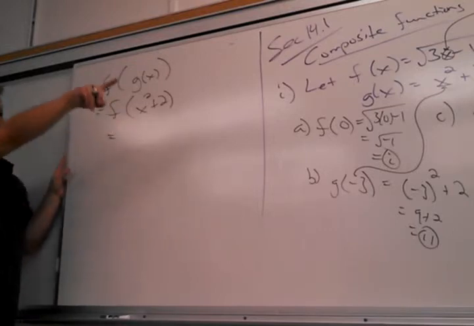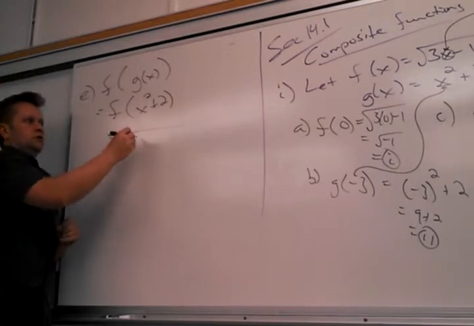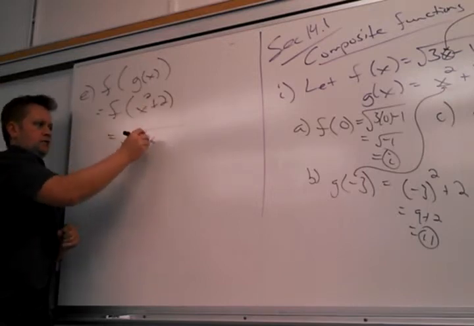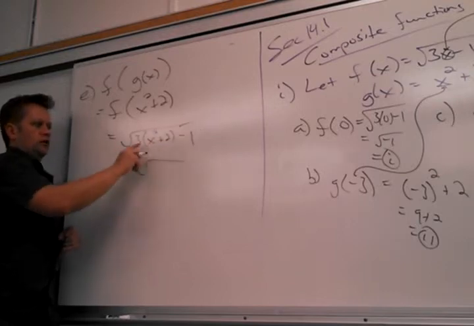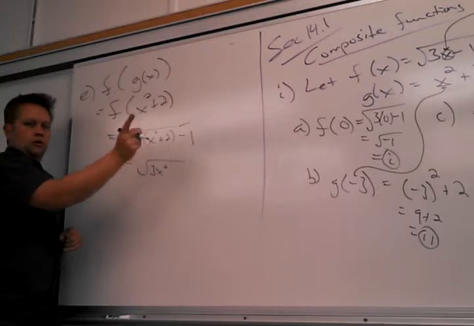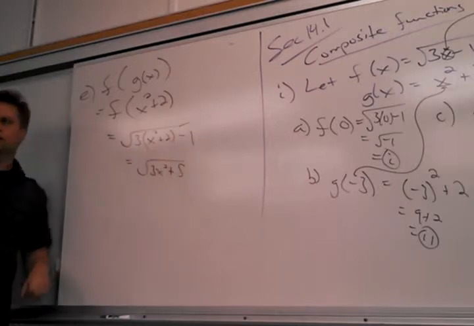So then how do I do that? Plug that in. Square root of 3 times that minus 1. So I get square root of 3x squared minus 5. Good, well, careful. Plus 6 minus 1 is, oh, plus 5. Plus 5. Cool. I like it.